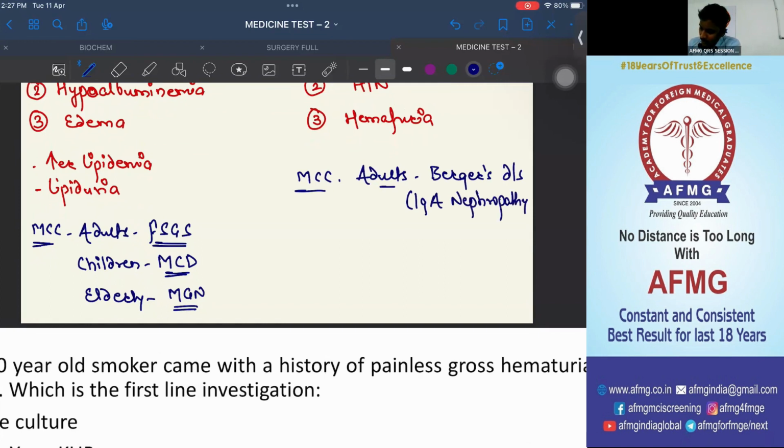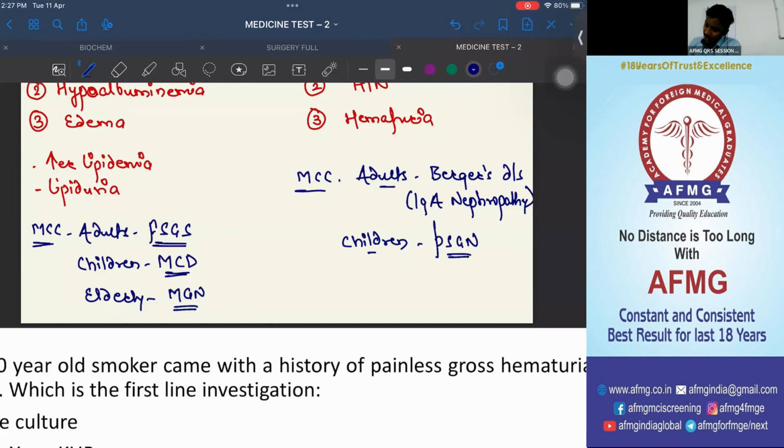If they ask you what is the most common cause of nephritic syndrome in children, then your answer would be PSGN. Everybody is saying PSGN from the first time. Okay? So the most common cause of nephritic syndrome in children is PSGN. What is PSGN? Post streptococcal glomerulonephritis in the child.